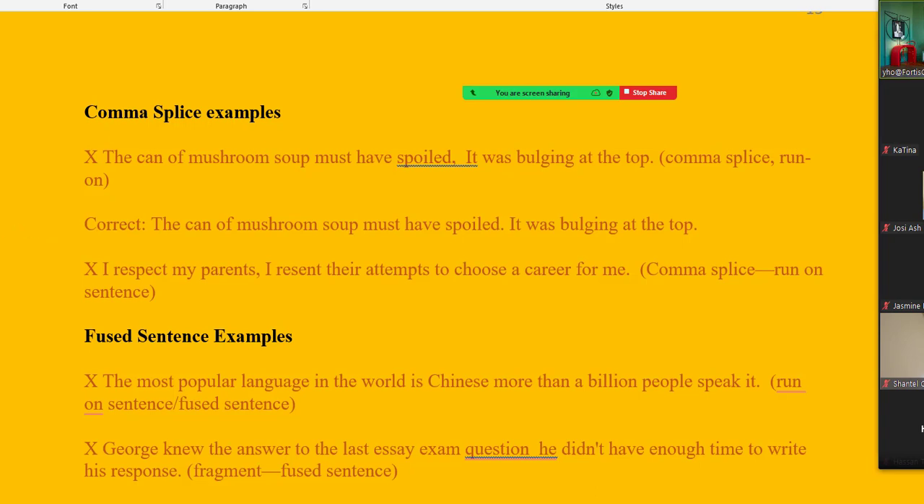Or you could put it into whereas the can of soup is spoiled. Oh, no, that doesn't work with this. Okay, so: I respect my parents, I resent their attempts to choose a career for me. Here you have an unnecessary comma, and this is known as a comma splice. Therefore, it's not a correct sentence. Anything with an X means that they're all incorrect sentences.